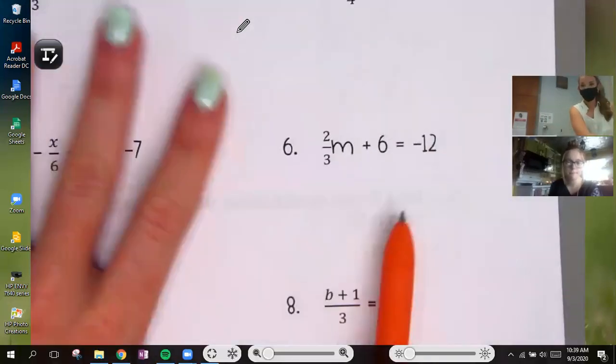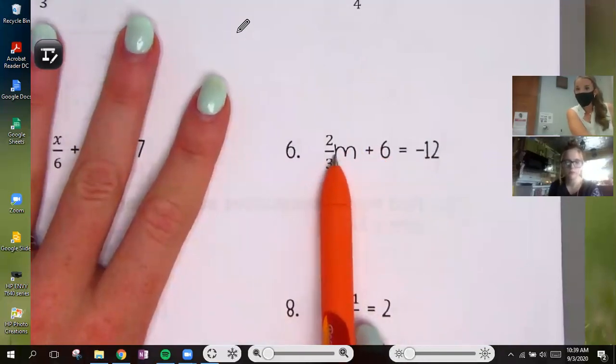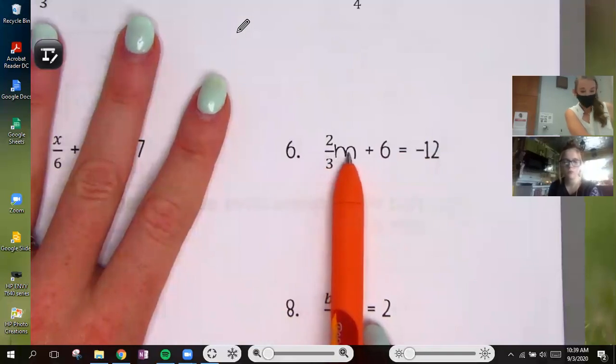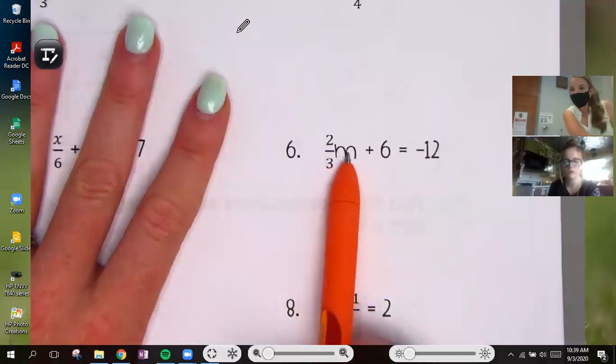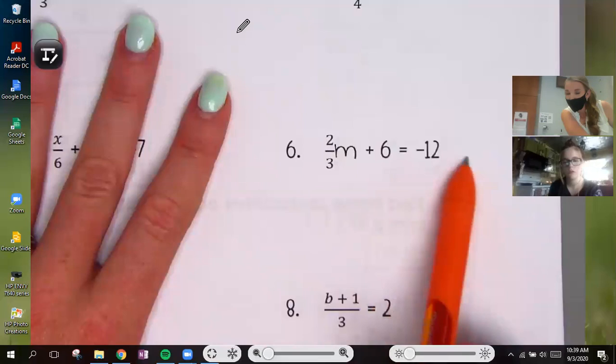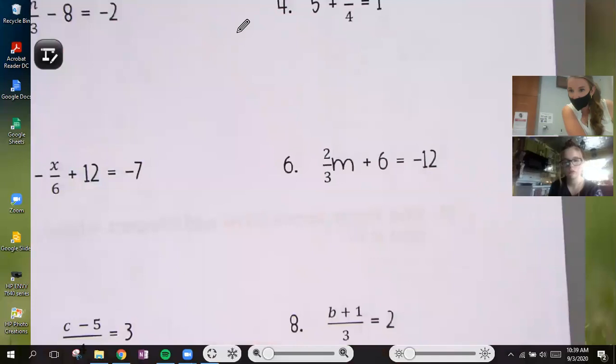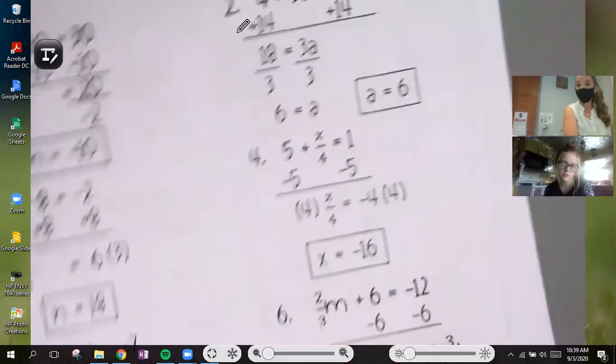Number 6 is messing with me. Is 2 over 3 supposed to be divided, or is it supposed to be a fraction? Okay, can you see this? That's 2/3 times M. So in order to get rid of the 2/3, you would divide it by 2/3. Once you subtracted the 6 over here, it would be whatever that answer was divided by 2/3. Well, I did that, and then I tried to work the problem out, and it didn't make sense. Okay, I'll work that one together with y'all.